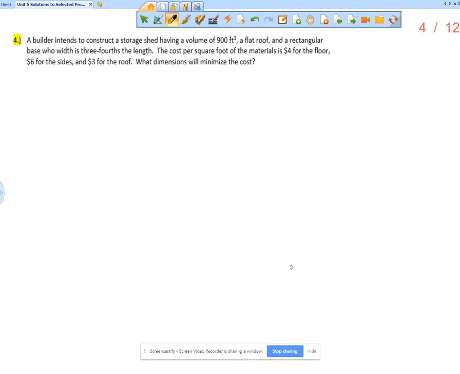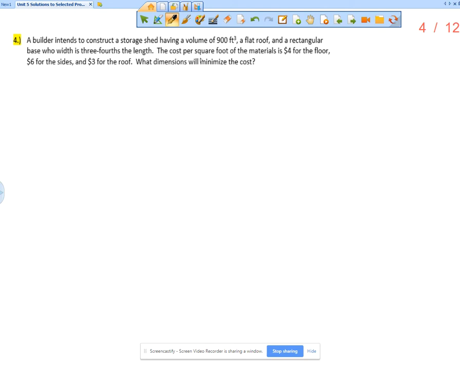A builder intends to construct a storage shed having a volume of 900 cubic feet, a flat roof, and a rectangular base whose width is 3/4 the length. The cost per square foot of materials is $4 for the floor, $6 for the sides, and $3 for the roof. What dimensions will minimize the cost?